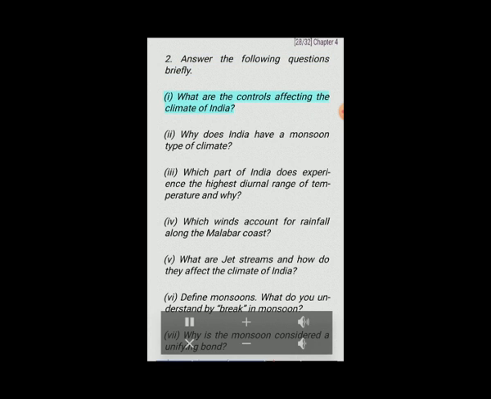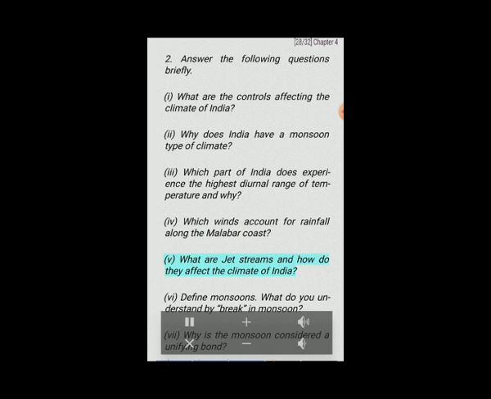What are the controls affecting the climate of India? Why does India have a monsoon type of climate? Which part of India does experience the highest diurnal range of temperature and why? IV. Which winds account for rainfall along the Malabar coast?